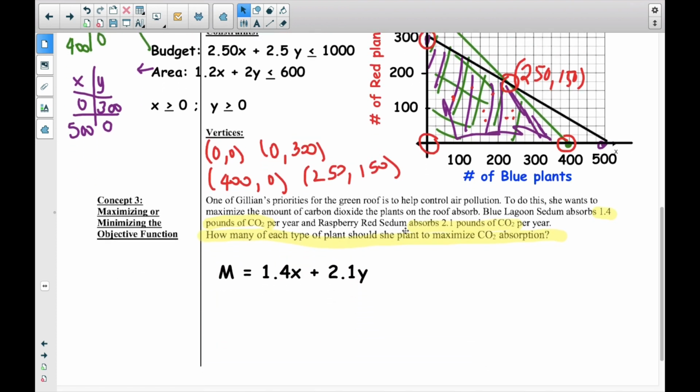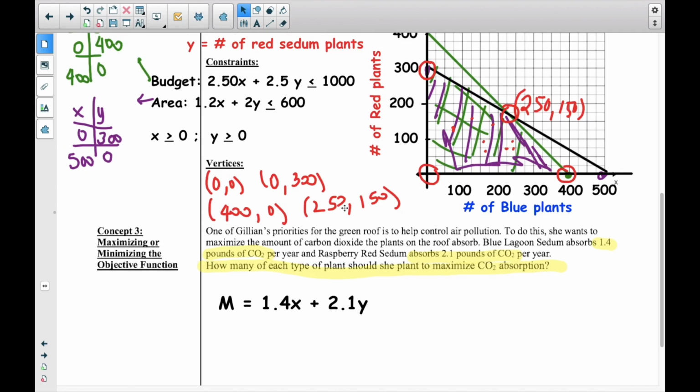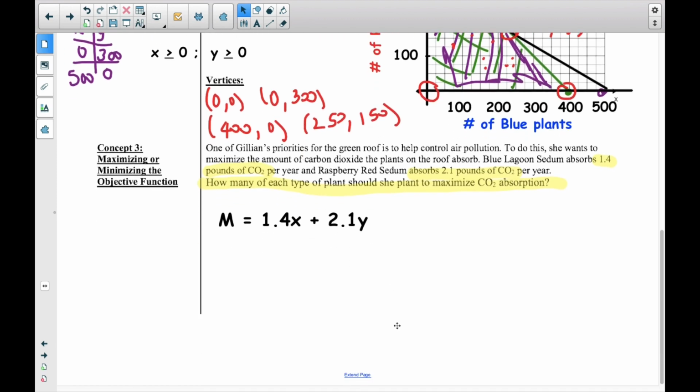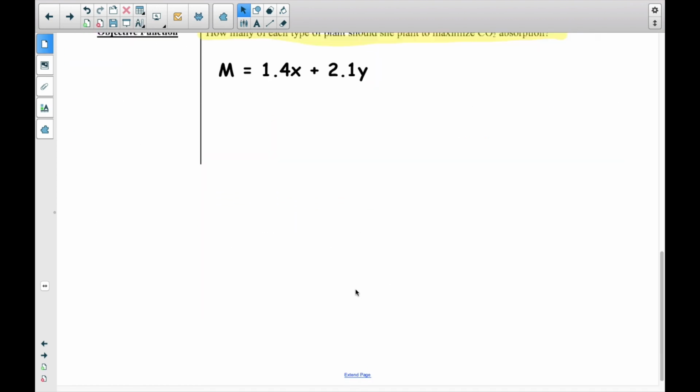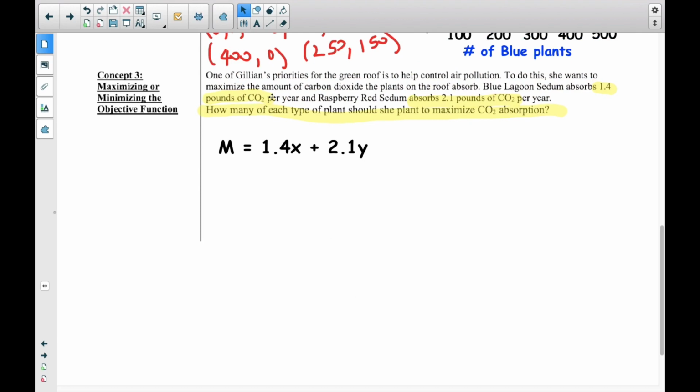And what we need to do next is take our vertices and plug them in and see which one comes out to be the maximum or minimum value. Now, I will warn you here that some people think they can do this in their head and don't want to show any work because they say, I just have my calculator, I did it in my head. Well, guess what? I want you to show your work regardless.